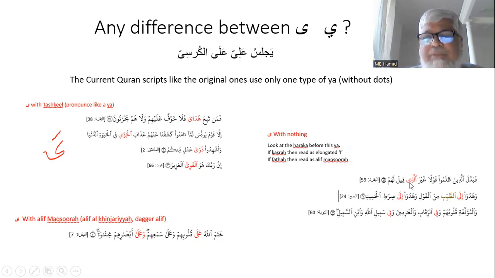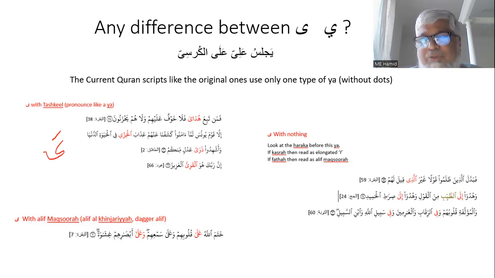So when this happens, how do we pronounce the ya? The rule is, if you see a kasra before that, it will be just an elongation, acting like a mad. Al-lazi, even though this ya is sitting there with no dots, the previous letter had a haraka of kasra, so it will be al-lazi, just one mad elongation.